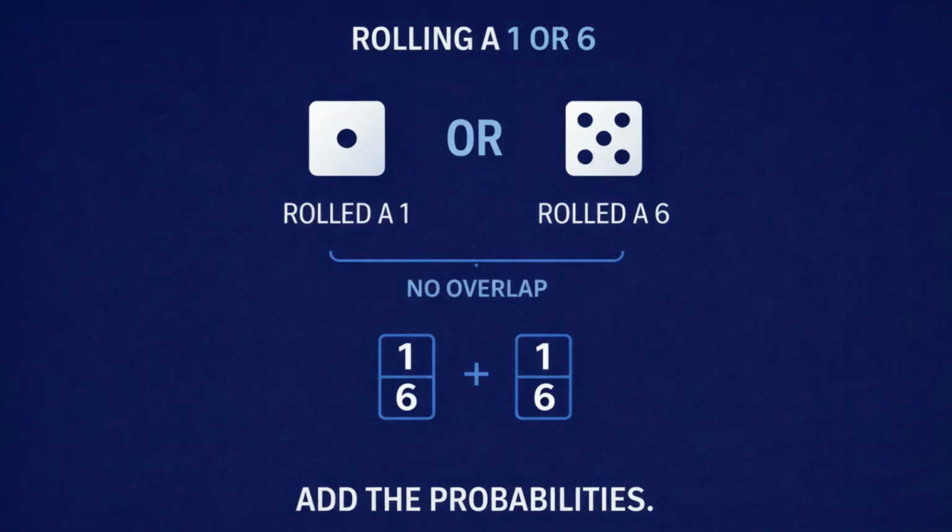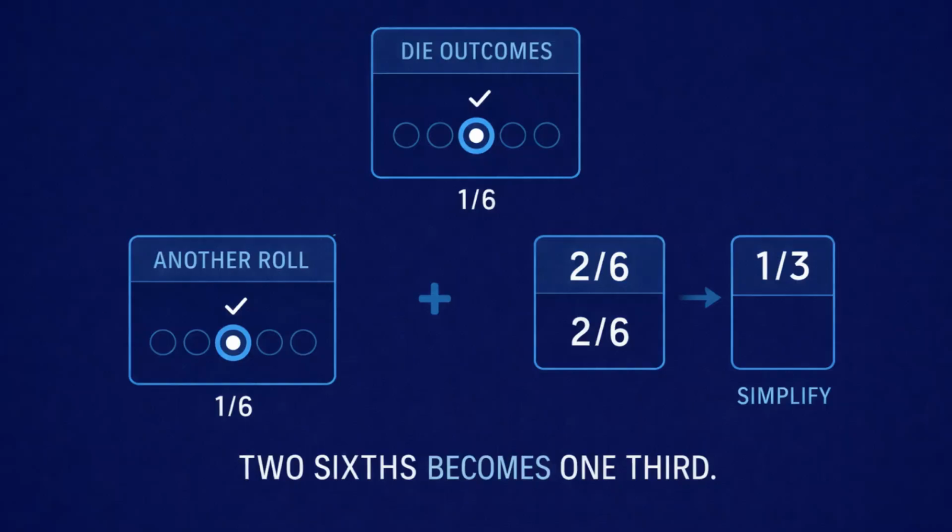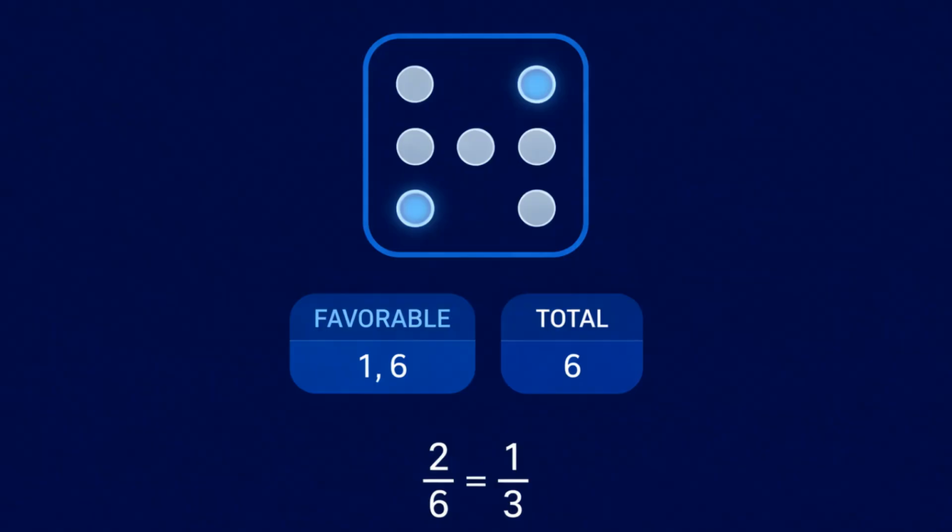The probability of rolling a 1 is 1 favorable outcome out of 6 total outcomes, or 1/6. The probability of rolling a 6 is also 1 favorable outcome out of 6 total outcomes, or 1/6. Adding these gives 2/6, which simplifies to 1/3. Another way to confirm this is to list the favorable outcomes directly. The outcomes 1 and 6 are 2 outcomes out of 6 total outcomes, again giving 1/3.